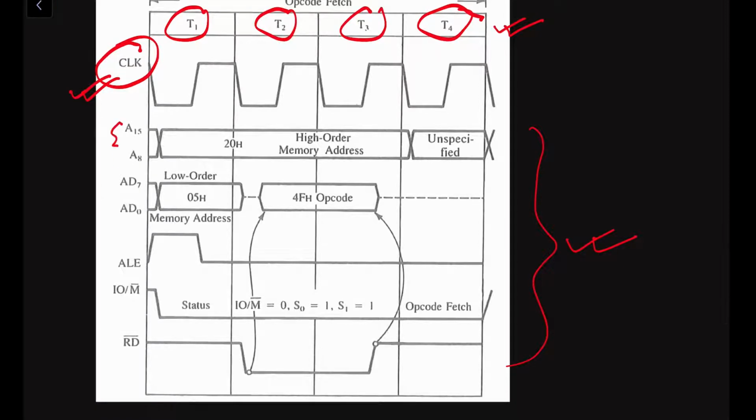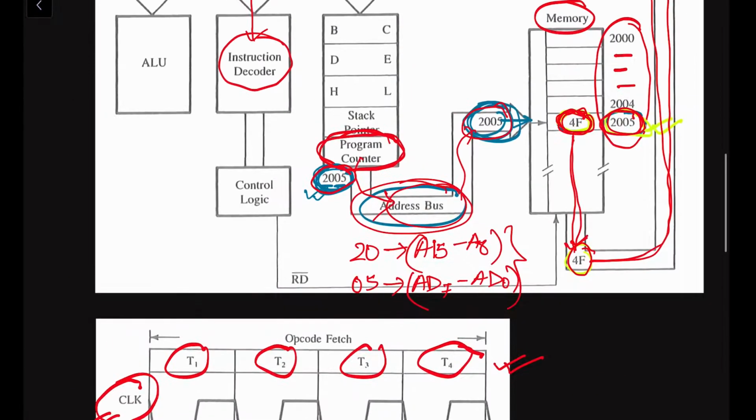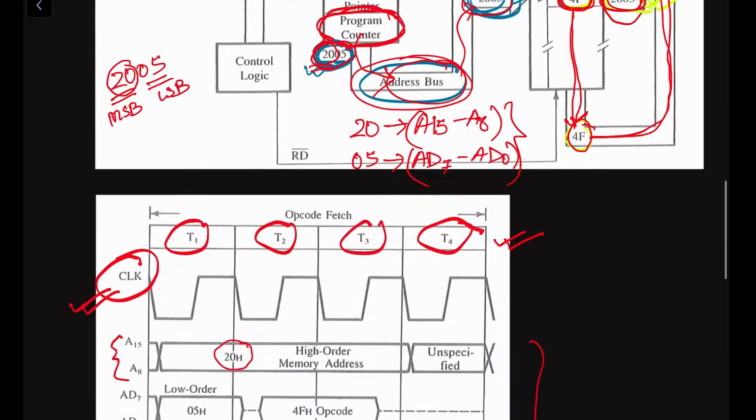this is the A15 to A8. It has no multiplexing because this is only used for the address. It will store the higher order address. So we can directly transmit the 20H. The higher order address here is 20. This is the higher order address, this is the lower order address. This is the MSB, this is the LSB. So this MSB will be sent through the address bus.